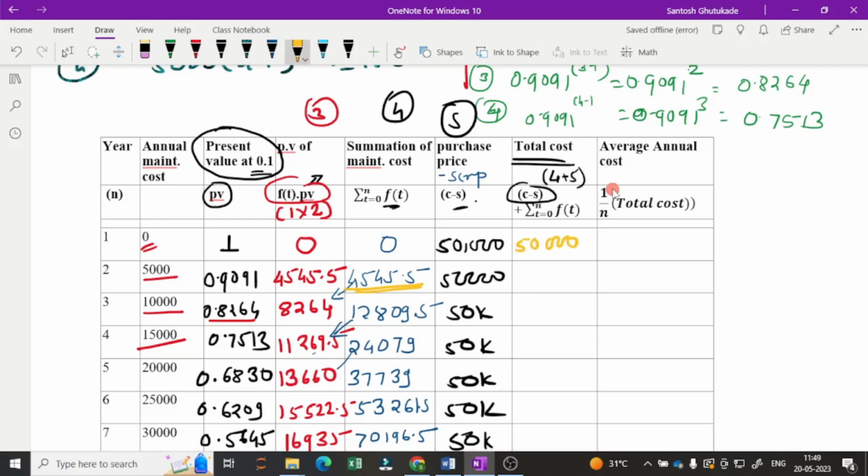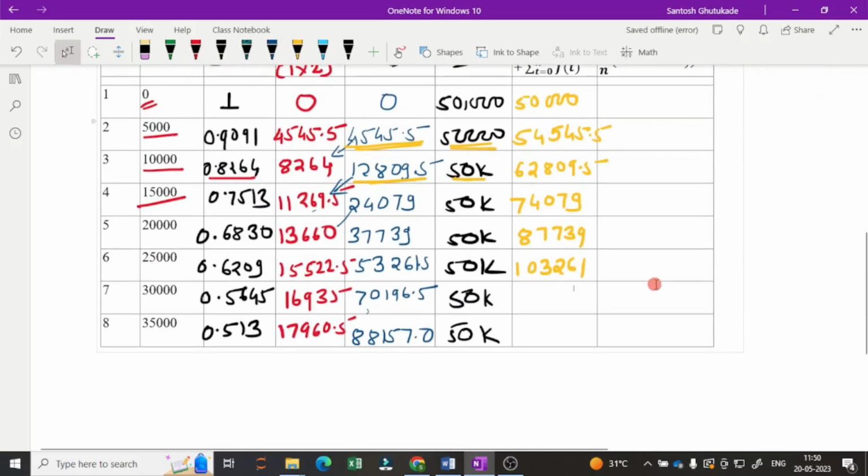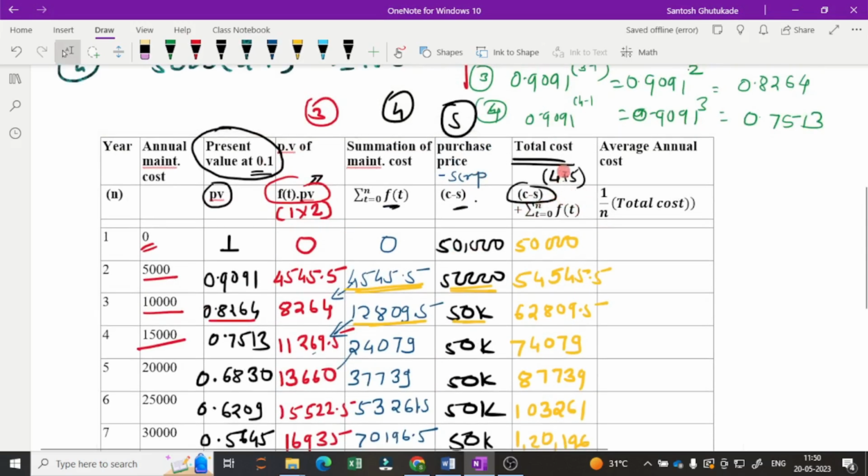Now here 4545.5 plus 50,000, so that will become 54,545.5. Similarly here this plus 50,000, so that will become 62,809.5. Then next is 74,079. Then next I will write the answer directly, 87,739. Then here 1,03,261.5, and next I will directly write 1,20,196, then 1,38,157. So these are the column number 4 cost and column number 5. So that is the total cost.